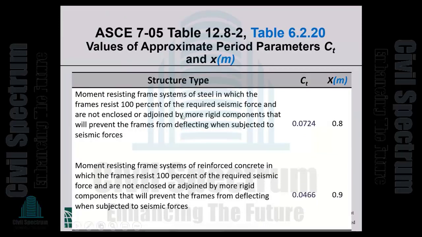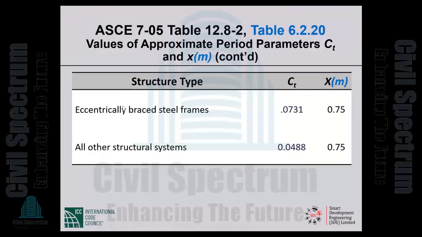For moment resisting frames of steel, 0.724 height raised to the power 0.8. For concrete moment frames, 0.466 height raised to the power 0.9. The things that I have written here are quite important, and I would very strongly urge you to read them. But for the sake of time, I'm not going to dwell on those.